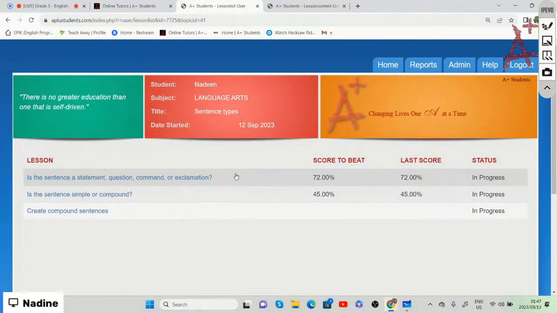All right. So that is our lesson on our chapter on sentence types, right? We didn't even get to creating compound sentences, but we were able to identify what compound sentences are. In our lesson today, we focused on whether a sentence is a statement, a question, a command, or an exclamation. A statement is where you're telling someone something and it ends with a period. A question is asking a question, which ends with a question mark.